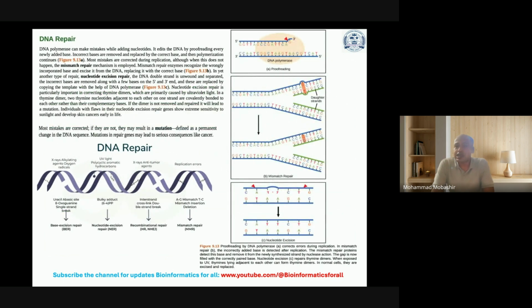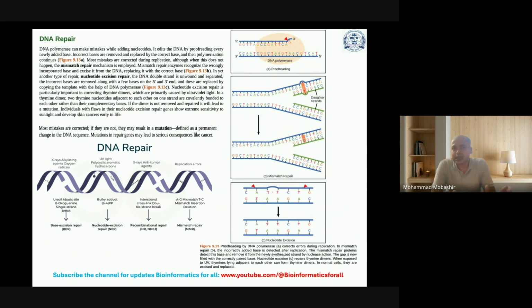Now, the DNA repair, which is the most significant part, playing roles in major human diseases, especially cancer. So here you can see the DNA damage and repair process. DNA polymerase can make mistakes while adding nucleotides. It edits the DNA by proofreading every newly added base. Incorrect bases are removed and replaced by the correct base, and then polymerization continues.